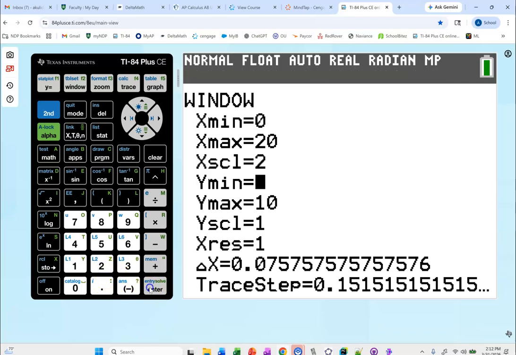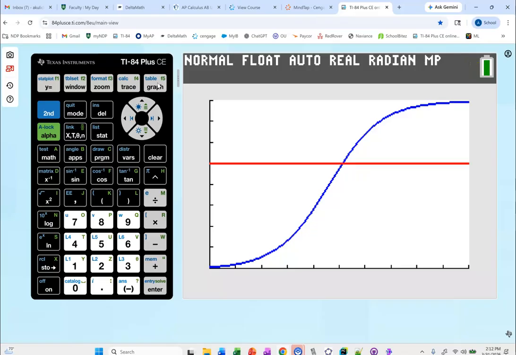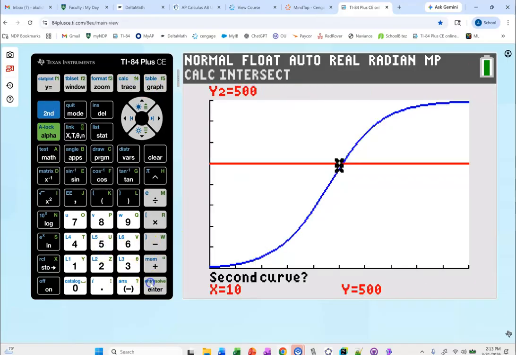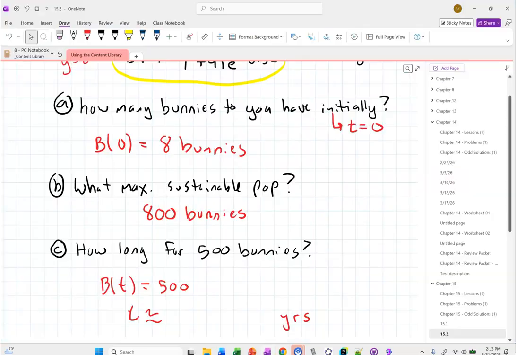I'll go by 2s, and then my Y-mins are just going to be the horizontal asymptotes, so like 0 and 800. And going by hundreds there seems appropriate. Let's hit graph and see what we got. Oof, right in the middle. Nailed it. So I'll do second trace, intersect command, enter, enter, enter. And I have 10.2 years.